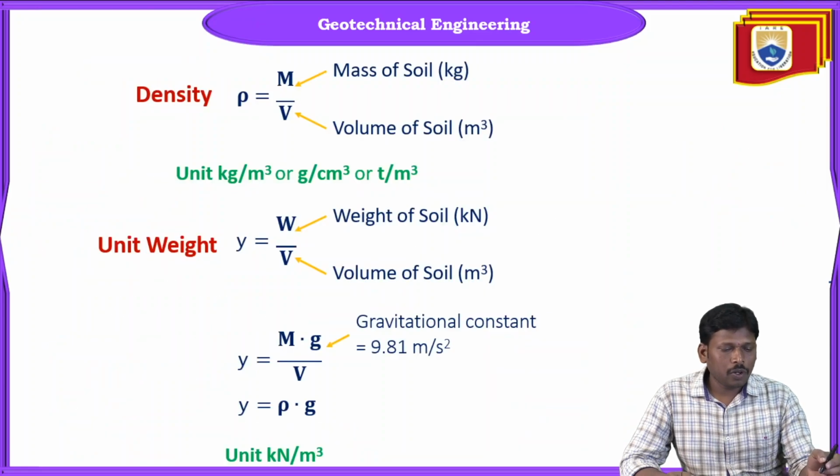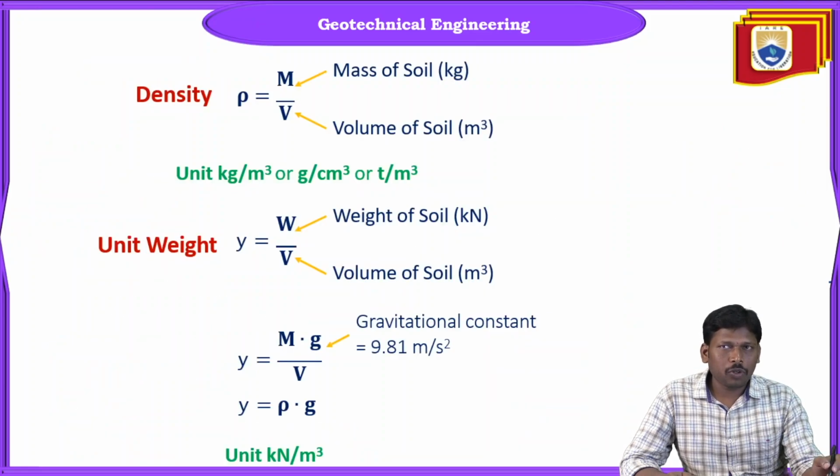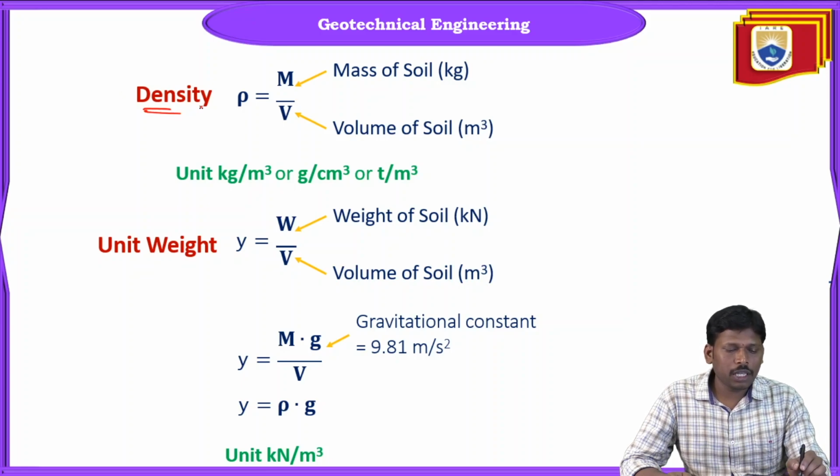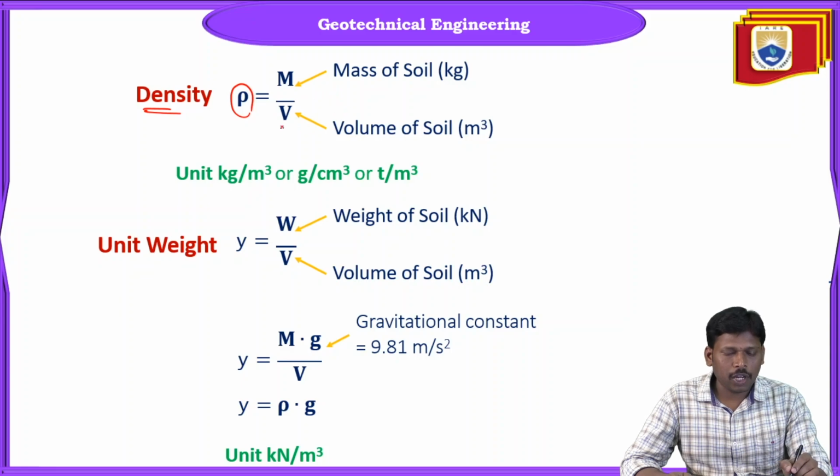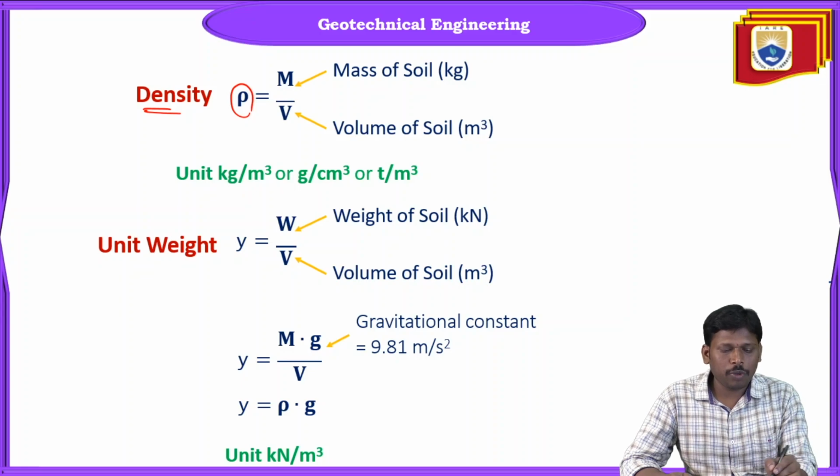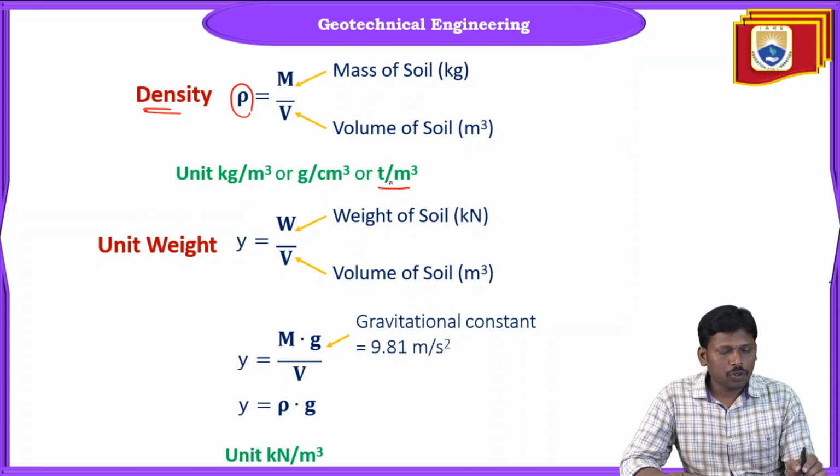Coming to the densities, the basic formula of density is mass by volume, denoted by the symbol rho. The units of density are kg per meter cube, or grams per centimeter cube, and tons per meter cube. So density is denoted by the symbol rho, mass by volume.